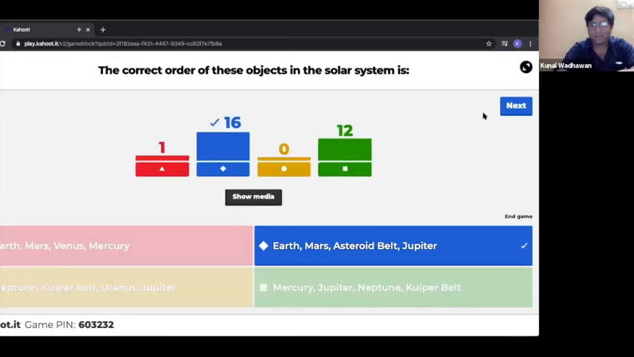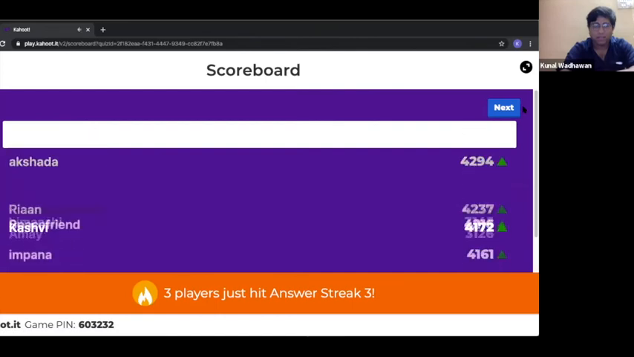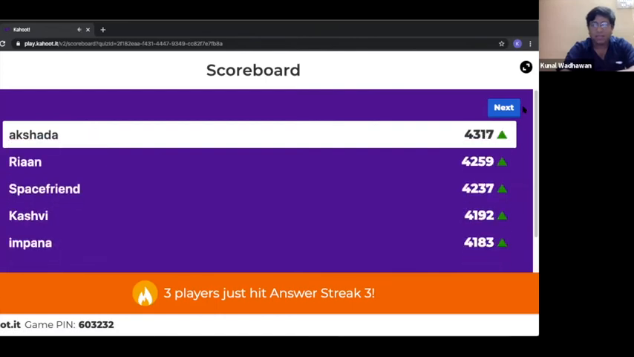Yes. Oh, good. Very nice. Oh, Mercury, Jupiter, Neptune, Kuiper belt. You are missing a lot of these in between. But the sequence is Earth, Mars, asteroid belt, and Jupiter. So, yeah, na? Good. 16 of you gave the right answer. Let's see. Oh, Akshada has now gone on top. Very nice. Three players just hit answer streak 3. Good. Ready? Next question.